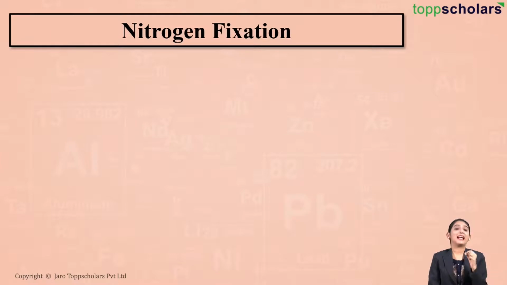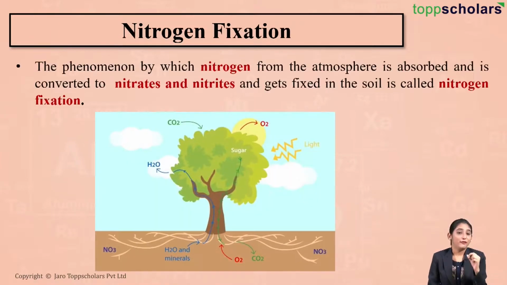That is what is nitrogen fixation. The phenomenon by which nitrogen from the atmosphere is absorbed and is converted to nitrates and nitrites, which get fixed in the soil, is called nitrogen fixation. So what is nitrogen fixation, friends? Yes, it is the phenomenon by which nitrogen present in the atmosphere is absorbed and is converted into nitrates and nitrites, which get fixed in the soil.